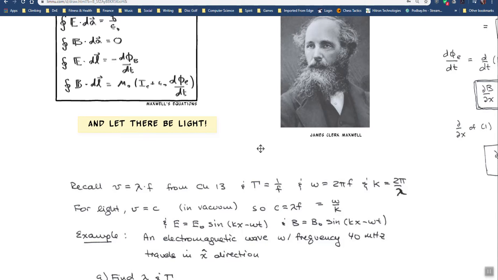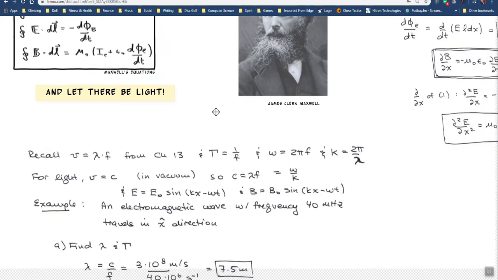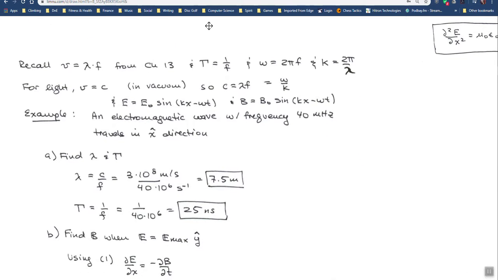Alright, so now I just want to review a few things from chapter 13. You already know these relationships. You know the relationship between velocity, wavelength, and frequency: v equals wavelength times frequency. But for the next 3 weeks, we're going to be dealing with light, whose velocity is the speed of light. So instead of v, we're going to use the symbol c for the speed of light in a vacuum, which is 3 times 10 to the 8th meters per second. It's the universal speed limit.